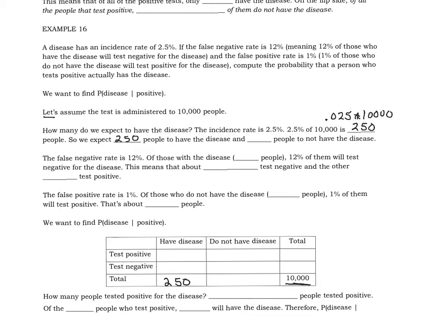So we expect 250 people to have the disease. And then how are we going to figure out how many people don't? Well, recall that if the total is 10,000, we just subtracted 10,000 minus how many people had the disease, and that would give us 9,750. So that's how many people don't have the disease. Okay, all of that just from a disease has an incidence rate of 2.5%.